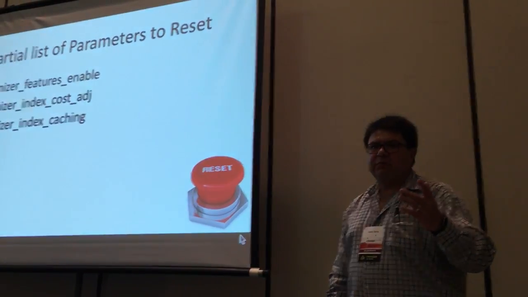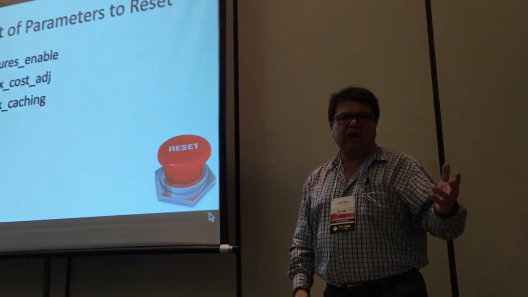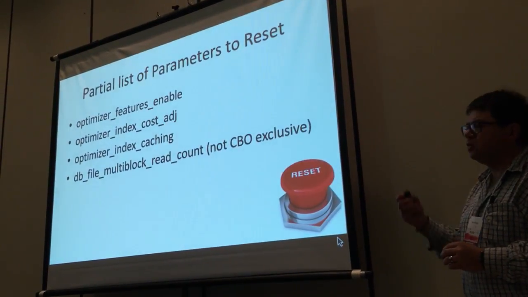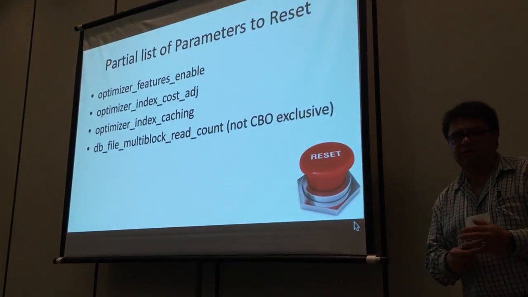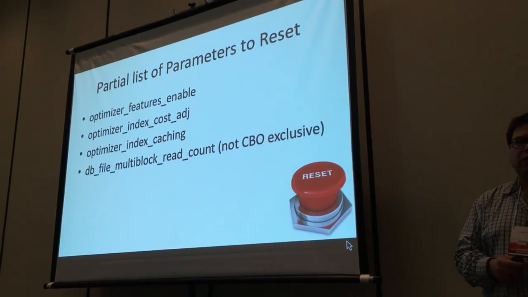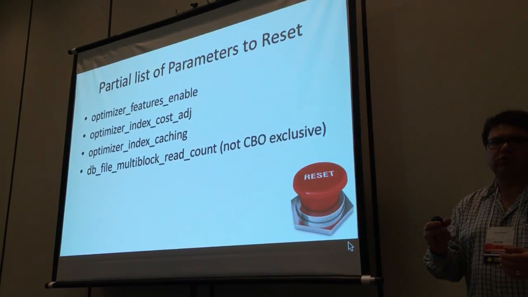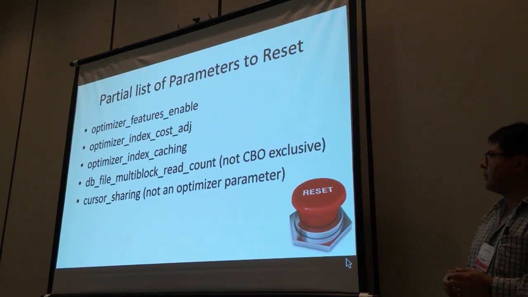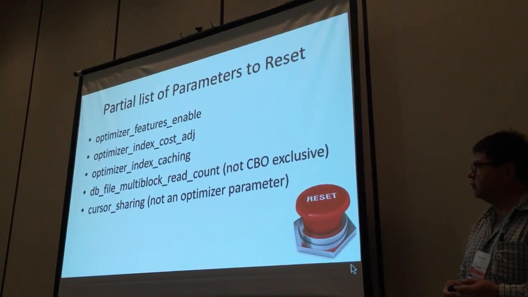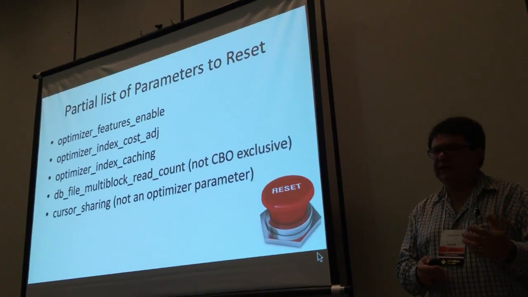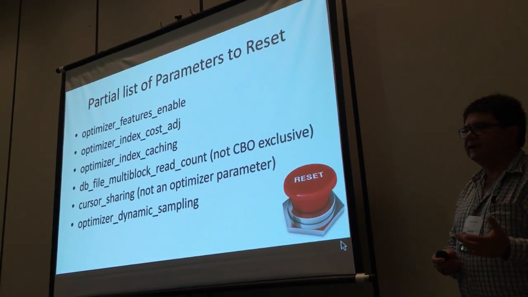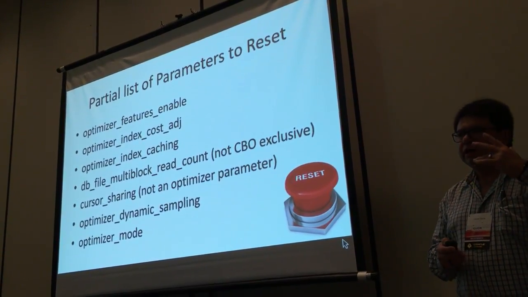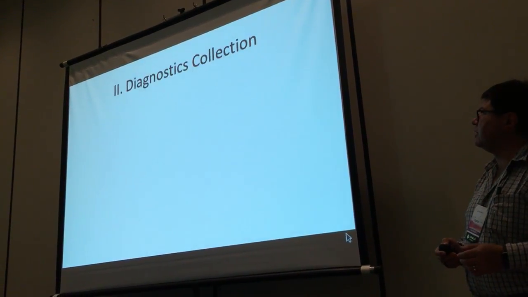Another one that is typical that we see is optimizer_index_cost_adj or optimizer_index_caching. Those are parameters that were pretty common to be set up on Oracle 8. DB_FILE_MULTIBLOCK_READ_COUNT. This one is not necessarily a CBO parameter, but for a long time, Oracle has recommended to unset this parameter. Okay? Cursor_sharing, again, it's not an optimizer parameter, but it affects how the optimizer works. Optimizer_dynamic_sampling, optimizer_mode, and there are some others. Just keep in mind, in general, you want to keep your environment as clean as possible.